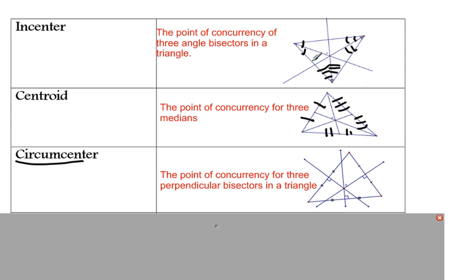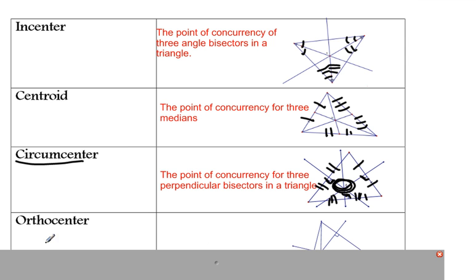So as soon as you see the word circumcenter, automatically mark the bisector part of the side. Bisects this side, bisects this side, bisects this side, and immediately mark the right angle because of the perpendicular part of the definition. This point is your circumcenter.